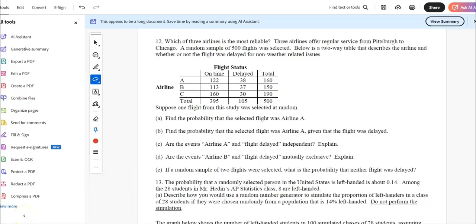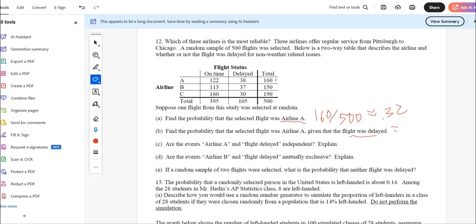Okay, so find the probability that is airline A. So you see there's a total of 160 there. So I think it'd be 160 divided by the total, which is 500. It's not conditional there. Type it in your calculator and get your decimal there, 0.32, I think.